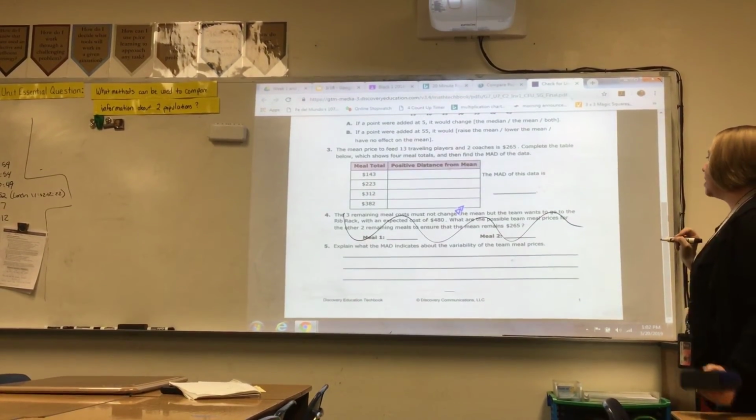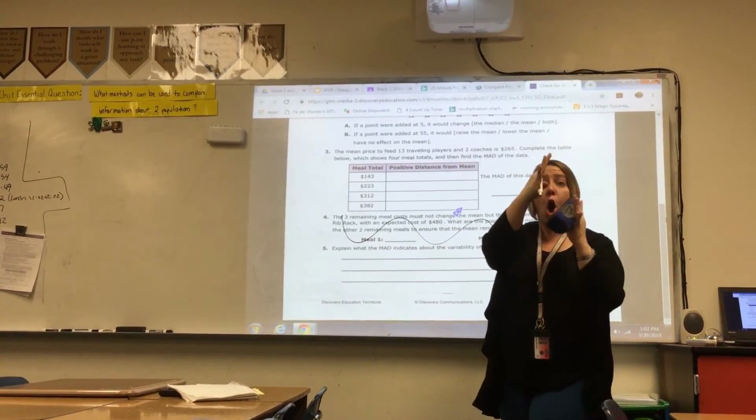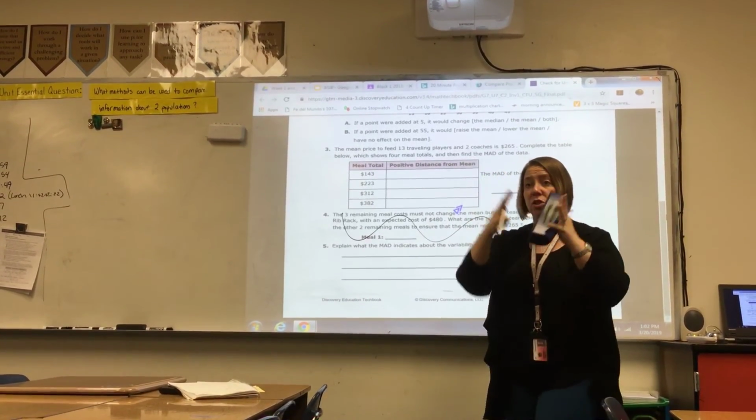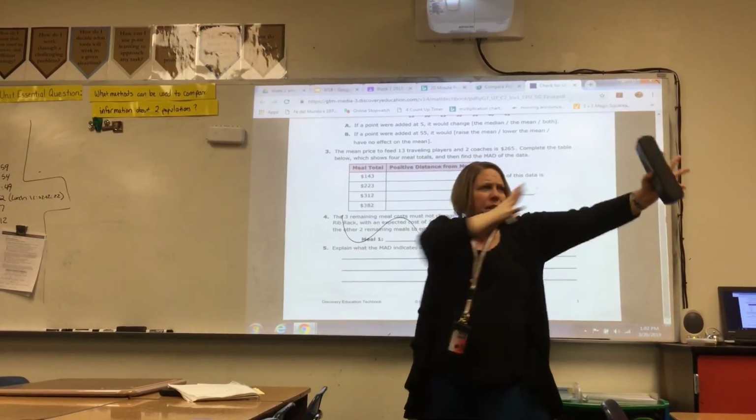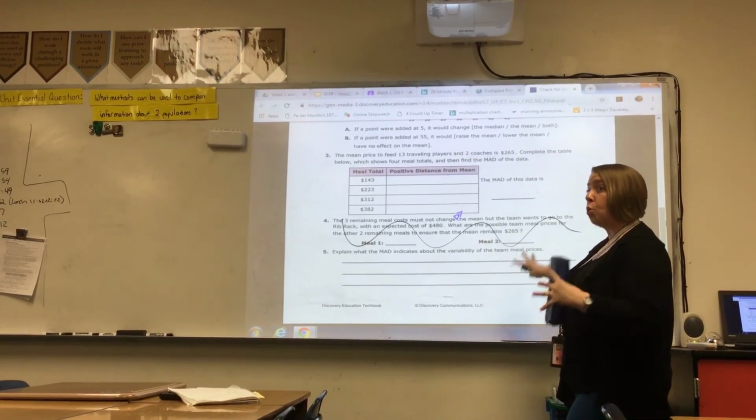Explain what the MAD indicates about the variability of the team meal prices. Remember, if we have a small MAD, all of the team's meal prices are pretty much the same. If our MAD is big, it means their meal prices are spread out. So basically we need to write that in our own words.